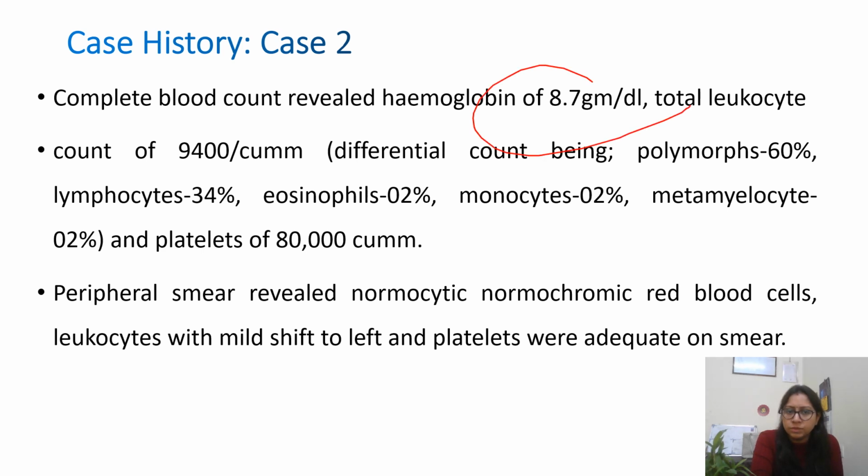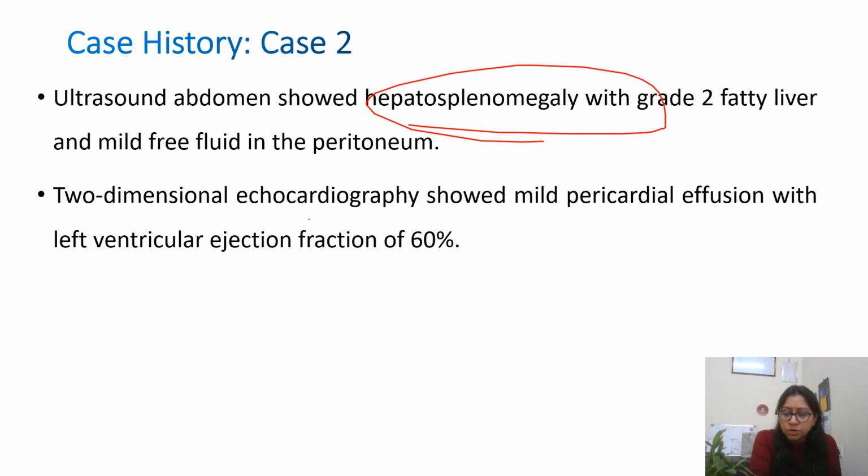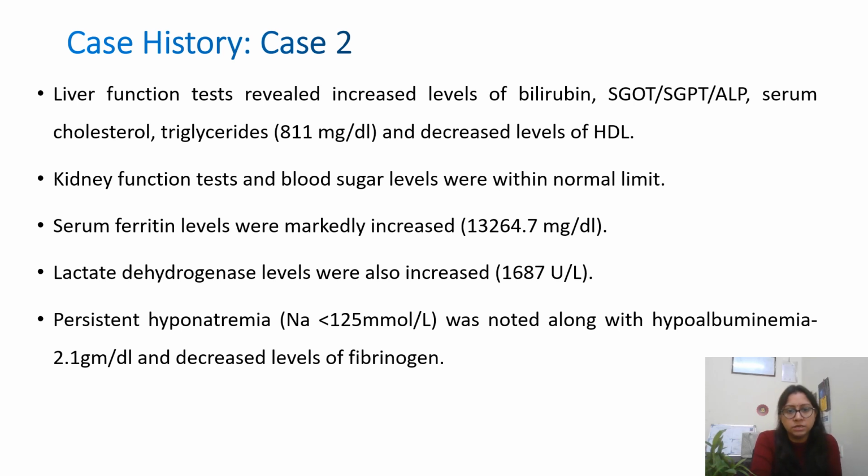On CBC, hemoglobin was low, and platelets were reduced. Peripheral smear showed predominantly normocytic normochromic RBCs with a mild shift to left, and platelets were adequate on smear. USG showed hepatosplenomegaly with grade 2 fatty liver. 2D echo showed mild pericardial effusion with left ventricular ejection fraction of 60%. LFT was deranged in this patient. Triglycerides were deranged. Decreased levels of HDL were seen. KFT was deranged, here our LFT is deranged.